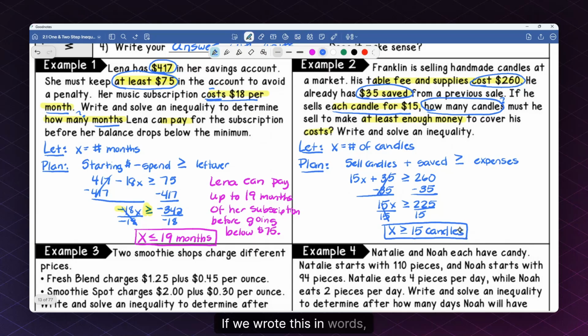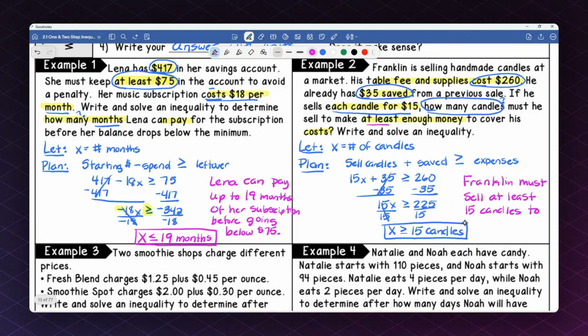Okay, if we wrote this in words, this is what we would get. Franklin must sell, and I'm going to take this phrase from up here, at least 15 candles to cover his expenses.